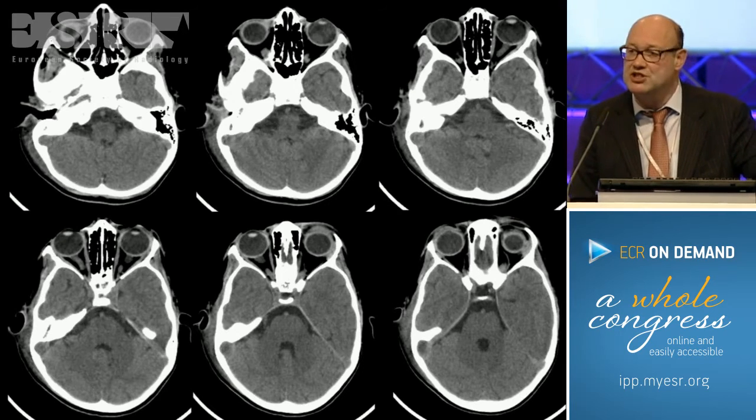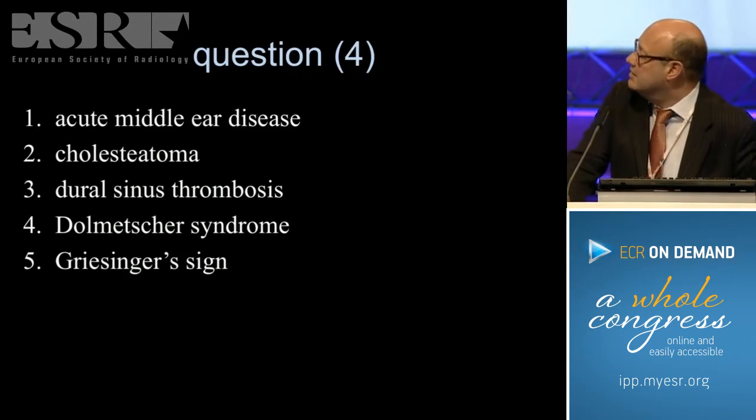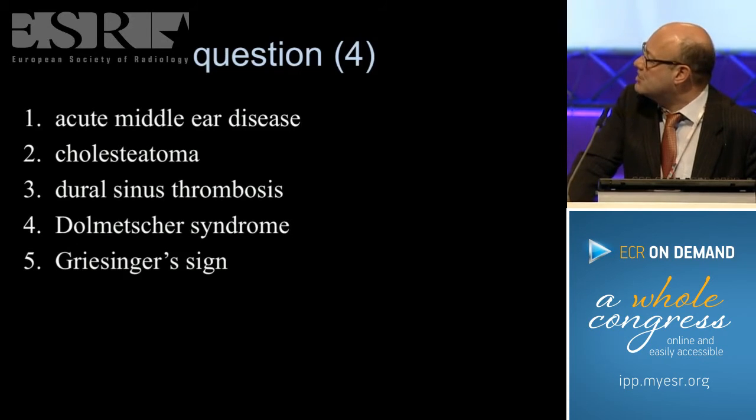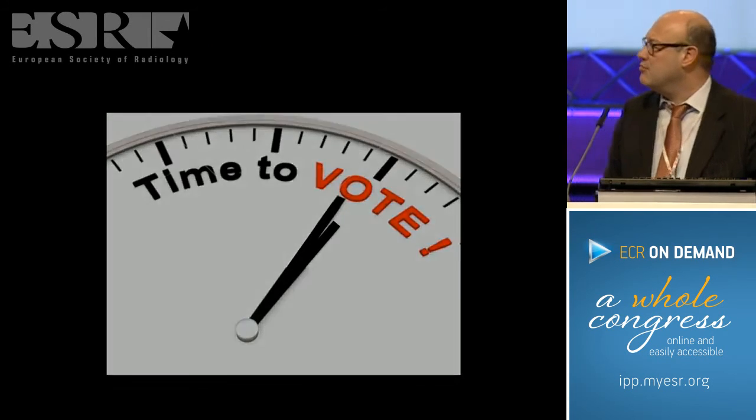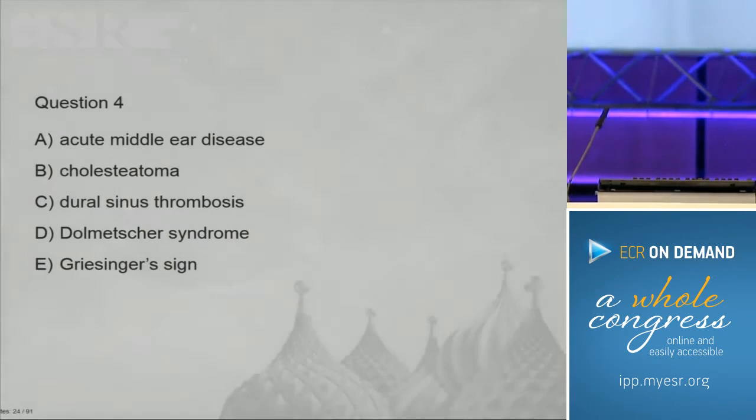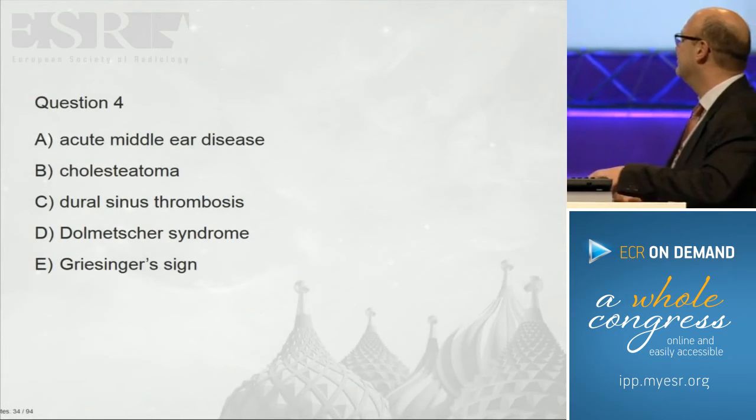So this is my question. This is a child of 7 years of age. We are confronted with acute middle ear disease, cholesteatoma, dural sinus thrombosis. Is this a typical case of Dolmetsch syndrome? And could it be Griesinger's sign? Time to vote.